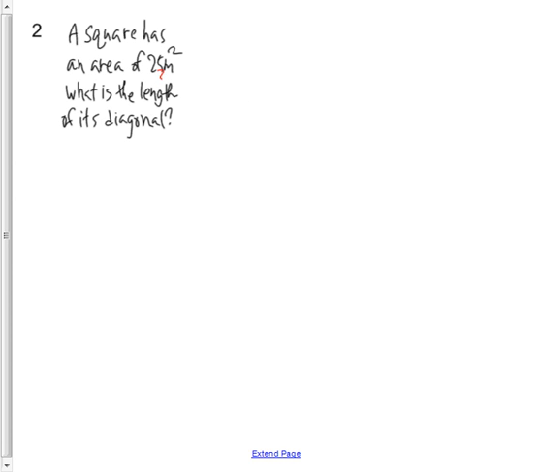Question 2 says a square has an area of 25 square meters. What is the length of its diagonal? So the first thing you probably should do is draw it and put area equals 25 meters squared. And we know since it's a square, if I square root the area, I would find out that the side length is actually 5 meters each. That's the first step you got to do.